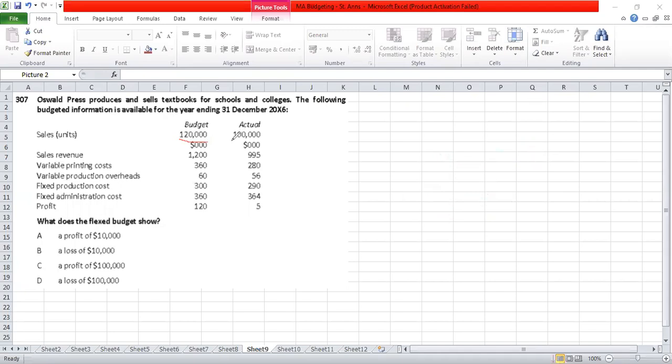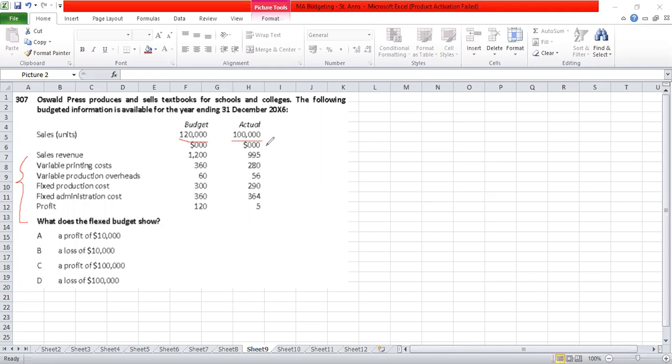So in reality, what has happened? They were able to sell only 100,000. So all the costs which they have anticipated are at 120,000, and the actuals happened at 100,000. So are they comparable? Is it possible to compare 120,000 and 100,000?